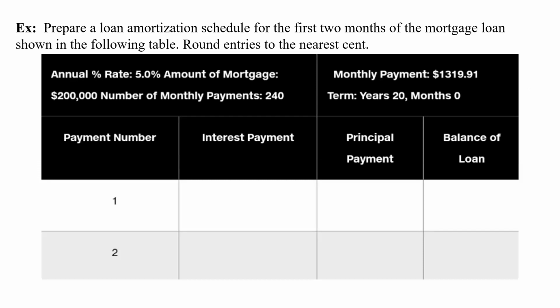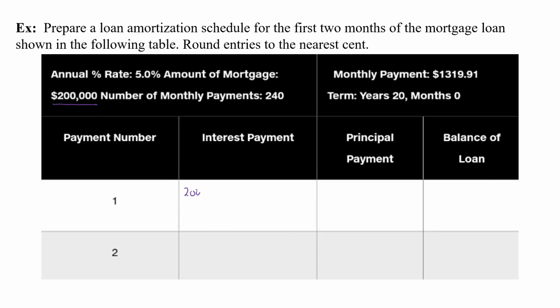All right, they give us some of the information, so we don't have to do some of the calculations. We know that we have a monthly payment of $1,319.91. It's a 20-year loan, 5% annual interest rate, and we're borrowing $200,000, and the total number of payments is 240. What we want to do is fill in these 6 blocks. First things first, we have $200,000. That's going to be the principal we make our first interest payment on.